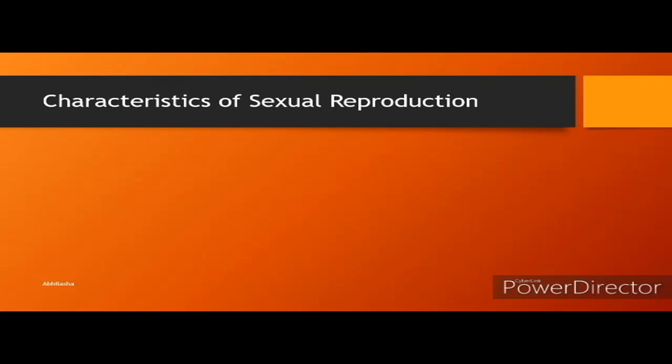Now, on the basis of this definition, we'll deduce a few characteristics of sexual reproduction. The first characteristic is that two parents are involved. The male gamete is produced by the male parent and the female gamete is produced by the female parent. So, usually two parents are involved. I say usually because it is not essential.